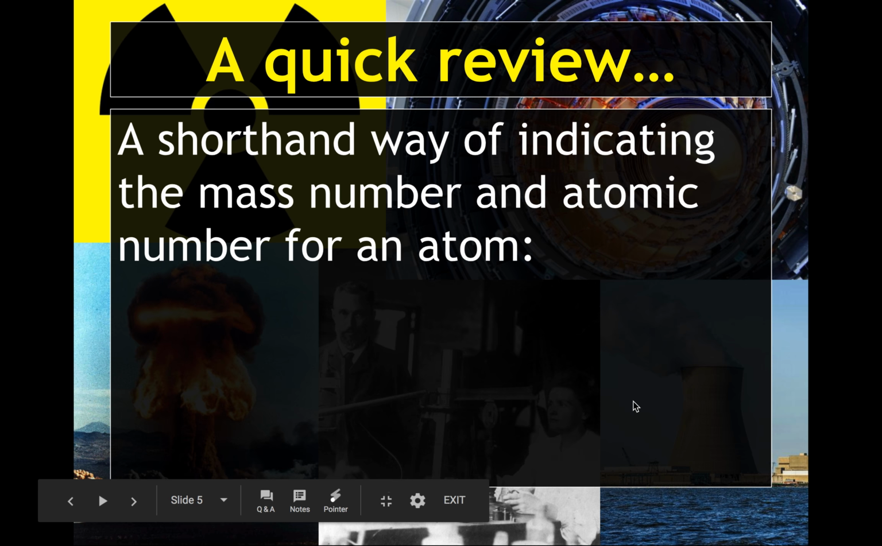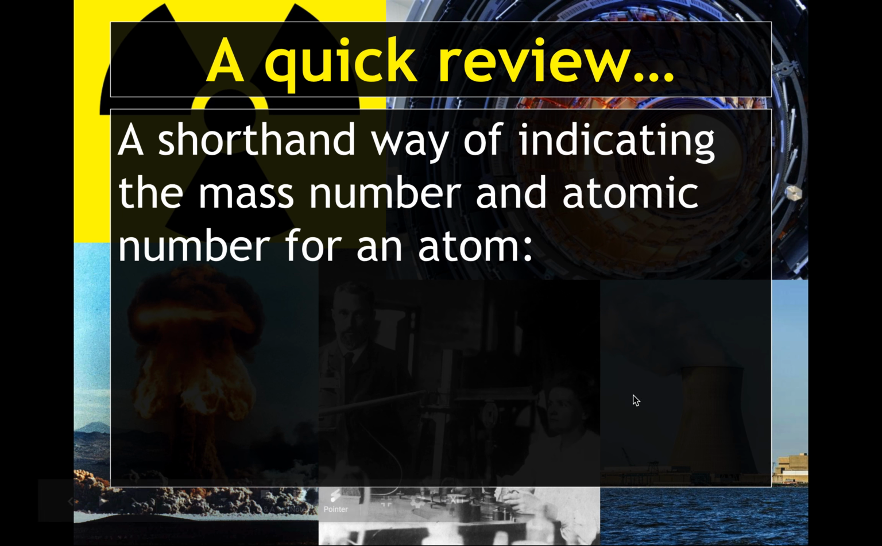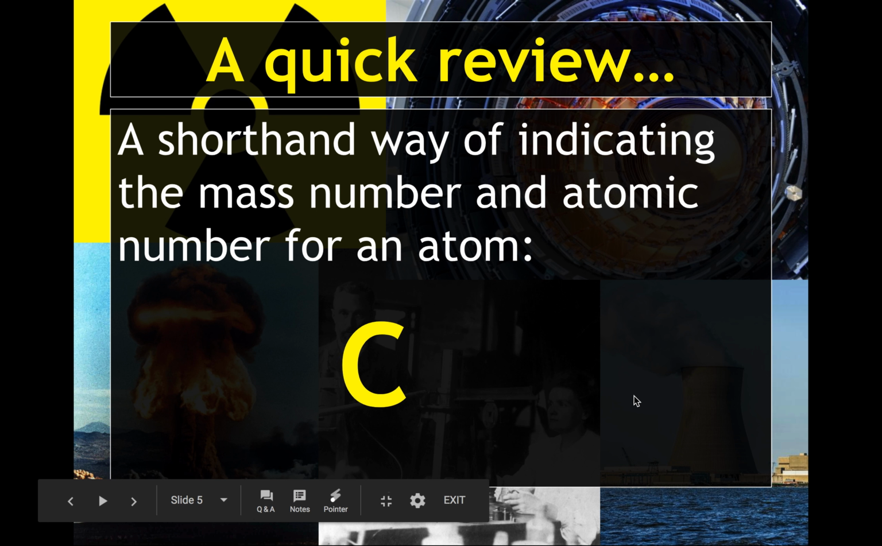A shorthand way of indicating the mass number and atomic number for an atom is you write the symbol for the element, and then you're going to use 12, which would be the mass number, and 6, which is the atomic number.